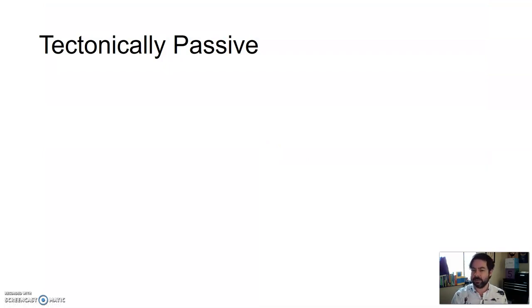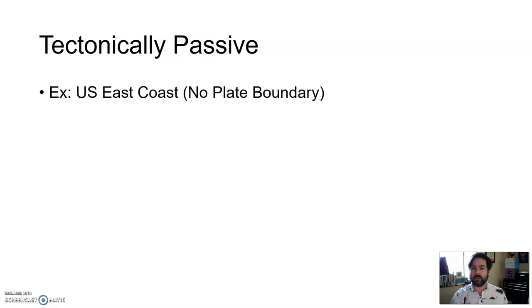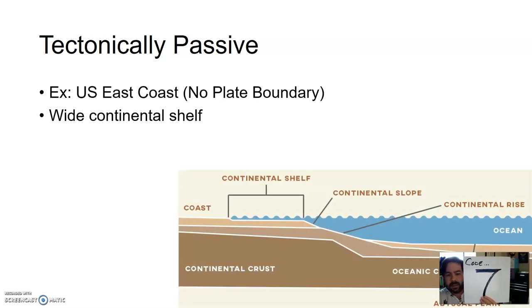So again, an example of a tectonically passive margin would be the U.S. East Coast. There is no plate boundary on the U.S. East Coast. It's way out in the middle of the Atlantic Ocean. What the East Coast does have is something called a very wide continental shelf. The continental shelf is the bit of the continental crust that sticks out into the ocean. However, it's been weathered and eroded down a little bit, so it is covered by a little bit of ocean. So when we say wide continental shelf, this could be up to a couple hundred miles wide before it really drops down deep and starts to become oceanic crust.